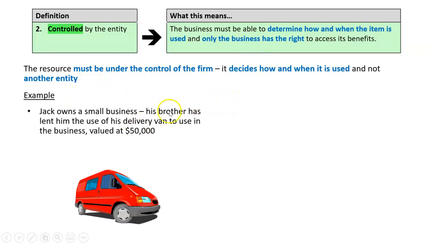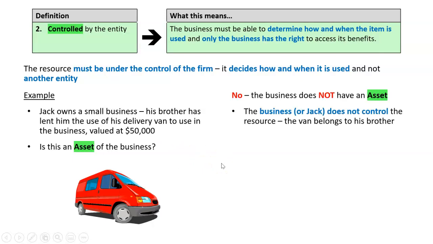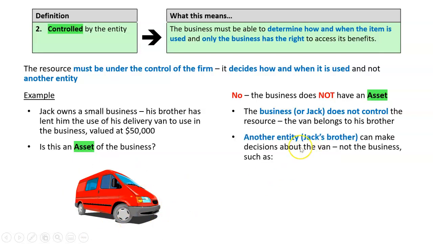Let's just take an example to demonstrate this. Jack owns a small business. His brother has lent him the use of the delivery van to use in the business, and it's valued at $50,000. Is this an asset of Jack's business? We're going to say no, because he does not have any control. Even though he's the one using the vehicle at the moment, he can't decide how it is used.